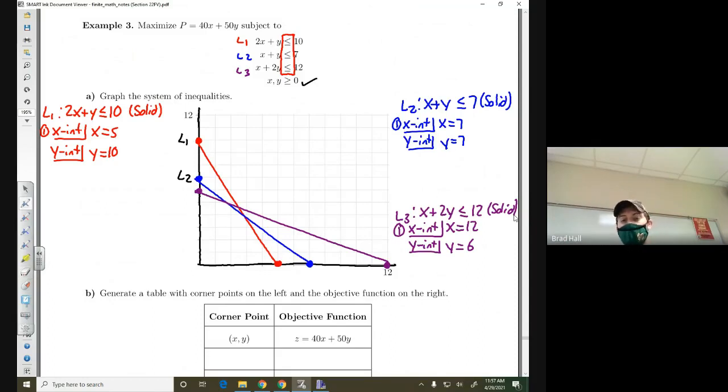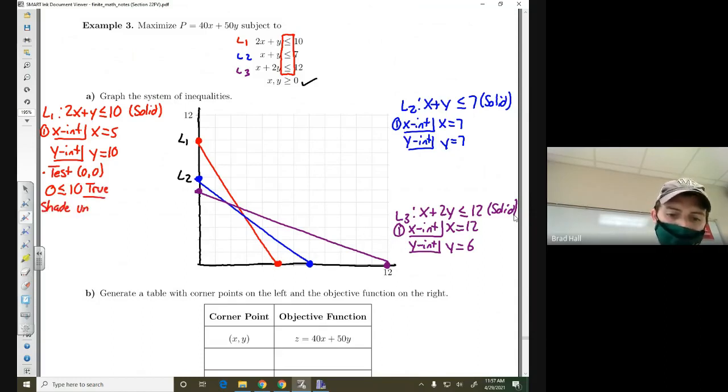So now we have all 3 of the lines plotted, and we need to figure out where to shade. We figured out that all the lines are in fact solid. Let's go ahead and test (0, 0) for each one of these lines. So for the first one, we get that 0 is less than or equal to 10 after you plug in 0 for x and 0 for y. And we get a true statement, which means shade under L1.